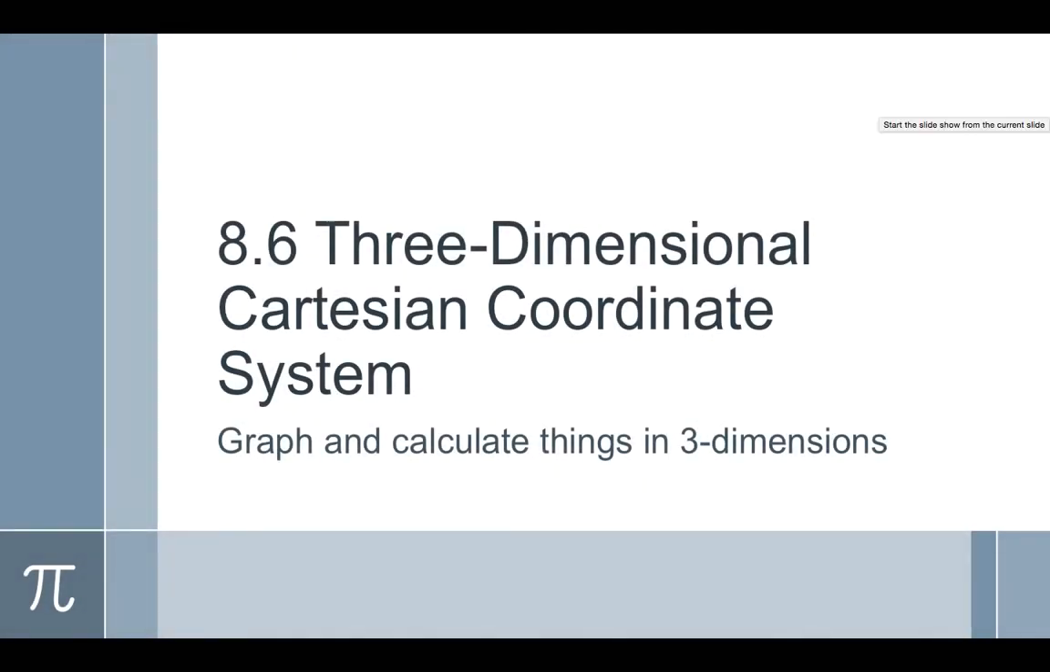All right, welcome ladies and gentlemen to the last section of chapter 8. This is three-dimensional Cartesian coordinate system. If you haven't seen this word yet, the word Cartesian, you should have seen it by now, it just means our normal x, y, z's, and all that sort of fun stuff. It's just named after a guy named Rene Descartes. Just gets his name tagged on there.